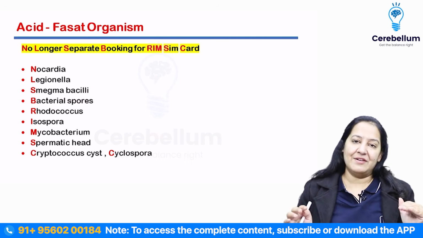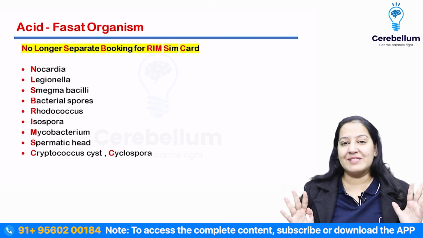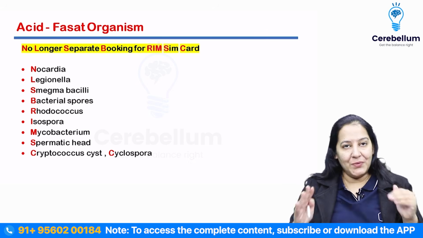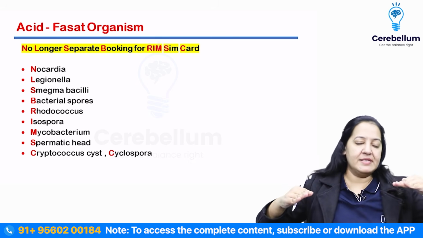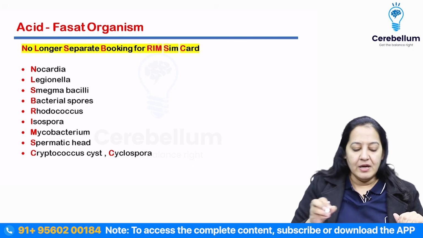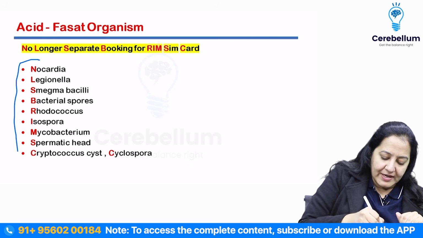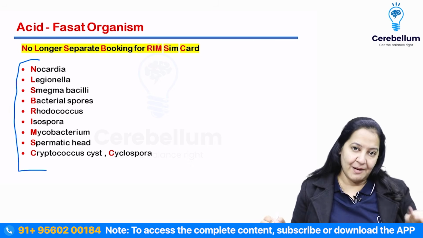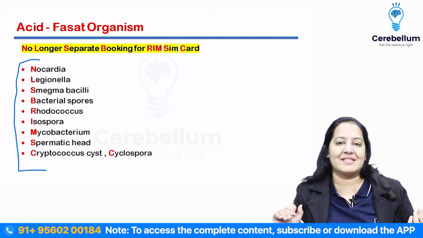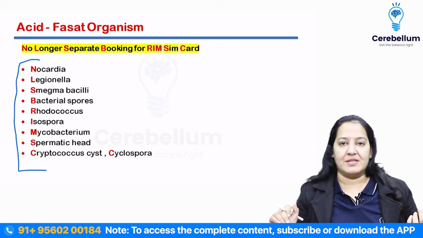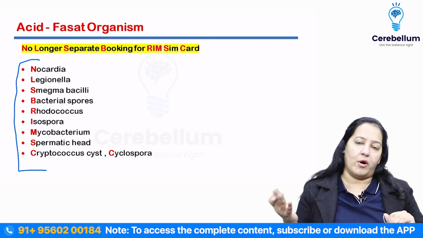So coming to acid fast organisms, how many acid fast organisms do you know? We are dividing the organisms into two categories, the acid fast and non-acid fast. These all are acid fast organisms. This is the list given to you. Except this list, all other organisms fall in non-acid fast. So don't learn non-acid fast. Learn this list and the remaining are all non-acid fast.